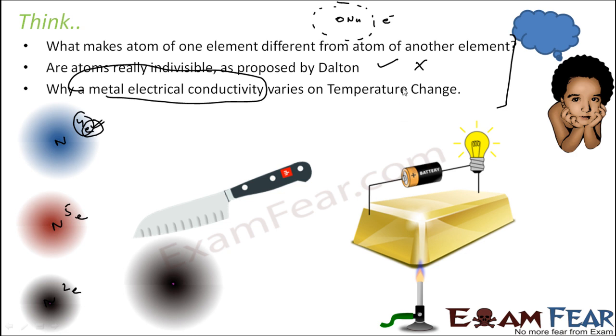Okay, we know what an atom is. An atom is nothing but a dense nucleus and then a negatively charged electron cloud. Overall the atom is neutral because the nucleus is positively charged and the electron cloud is negatively charged. They balance each other and overall the atom is neutral.